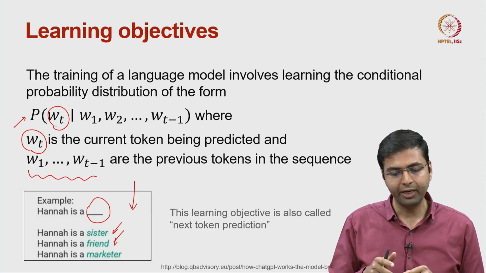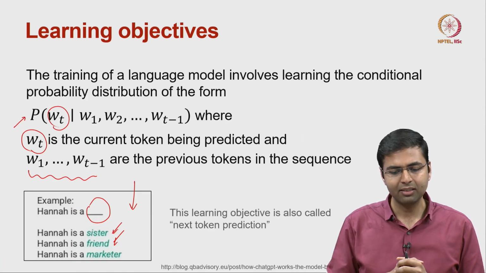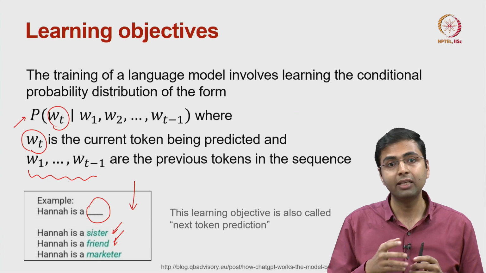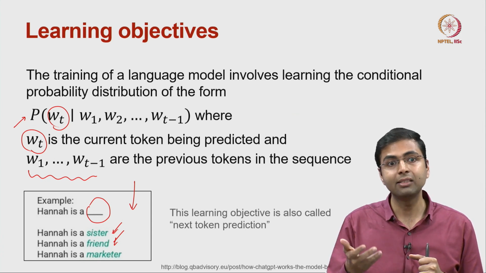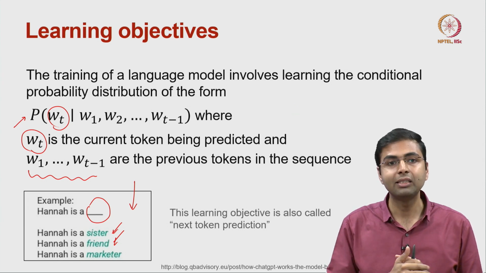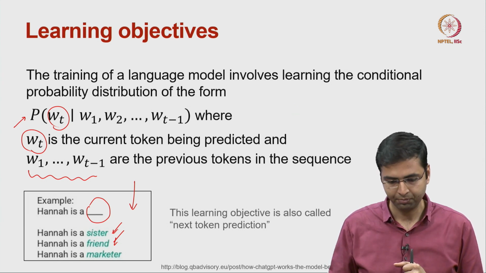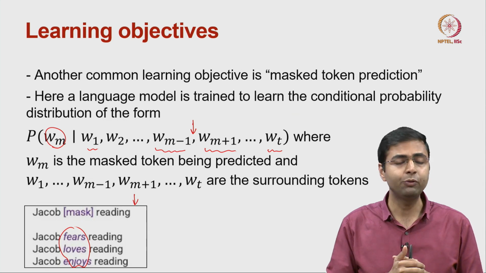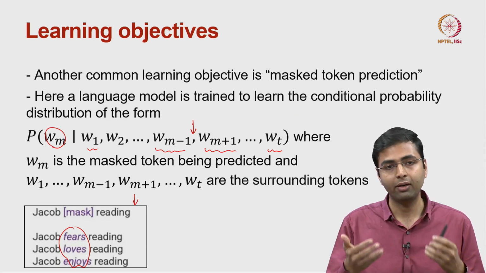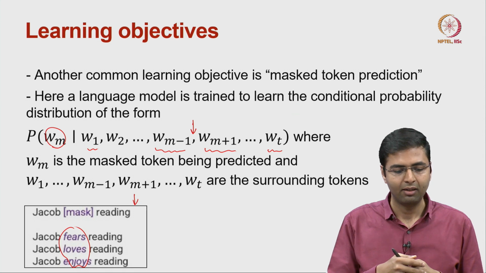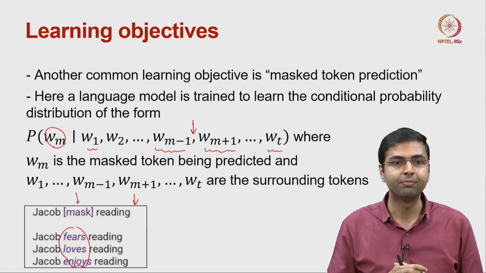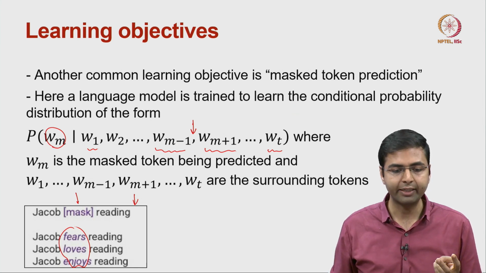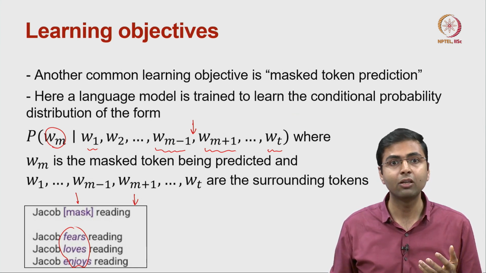The next token prediction that we saw in the previous slide is the one which is used in the GPT models as well, because GPT models can synthesize new text using this next token prediction technique. Whereas in cases where synthesizing new text or new language is not needed, masked token prediction may be preferred. Okay, so these were the two learning objectives, that is, the form of probability distribution a language model would be trained to learn.